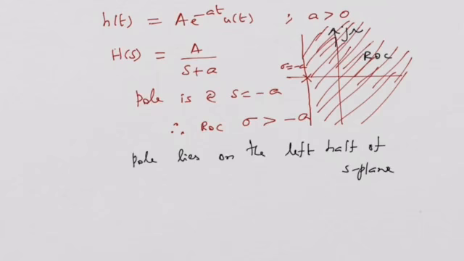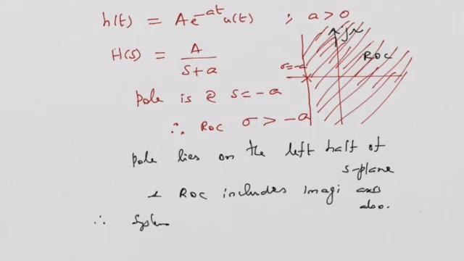Okay. And not only that, RoC includes the imaginary axis also. This pole lies on the left half of the S plane. The imaginary axis is included inside RoC. Therefore, the system will become a stable system. The system is a stable system.